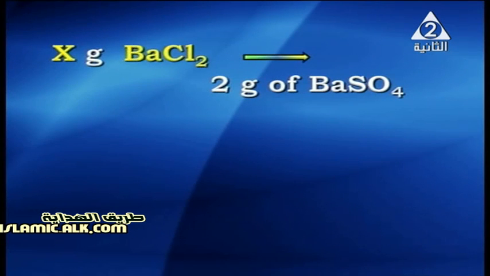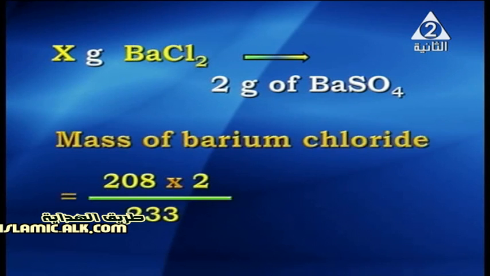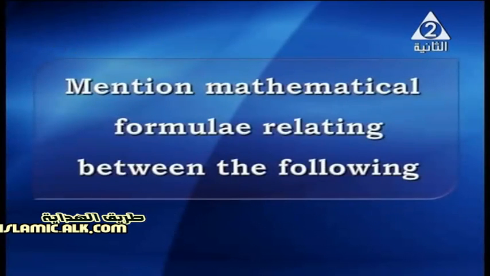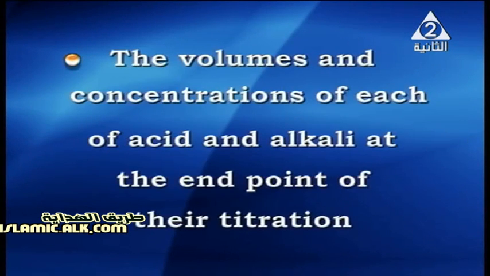So x gram of barium chloride gives 2 gram of barium sulfate. So mass of barium chloride equals 208 times 2 over 233 equals 1.785 gram.